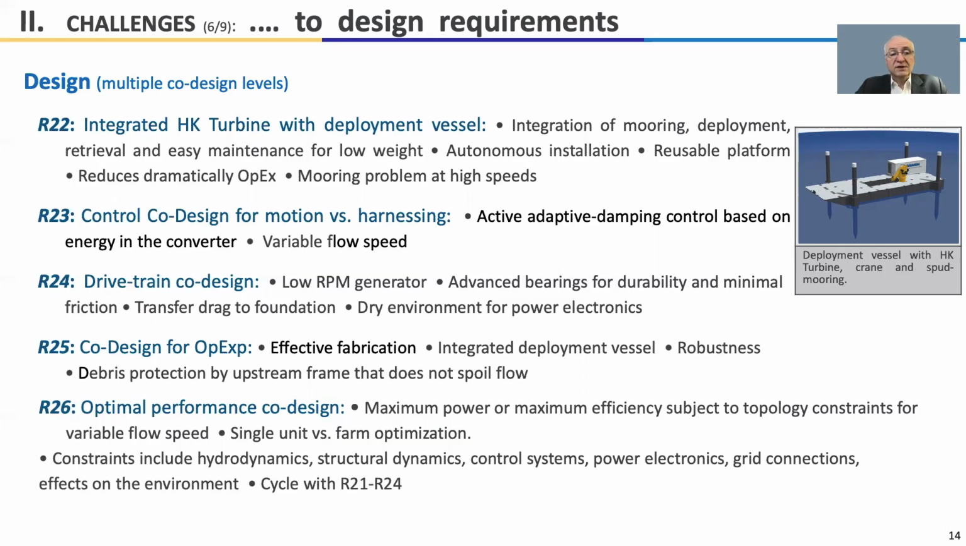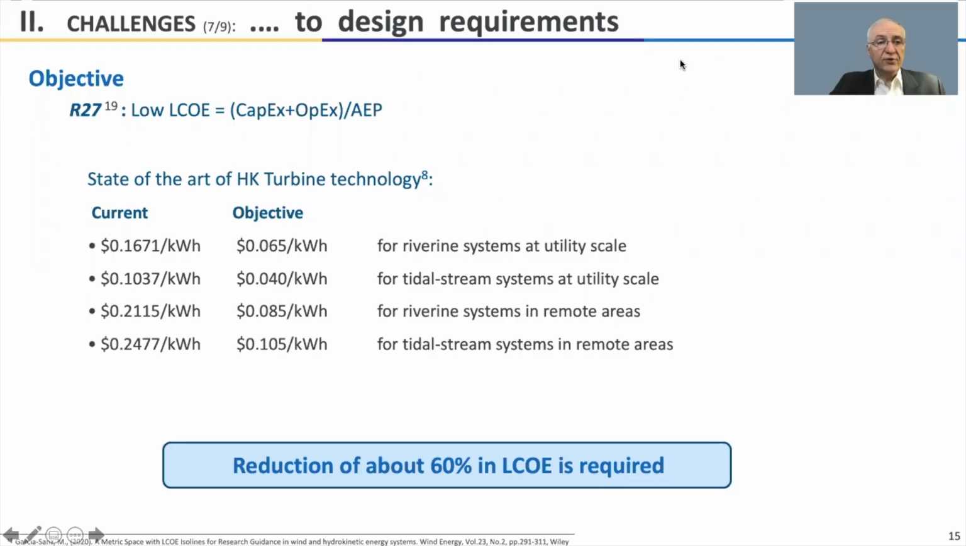Then we have several levels of co-design. For example, control co-design. We have moving parts. We want to harness energy. We apply damping on the moving parts in order to take energy out. That may over-suppress motion. So there is a co-design process there, the way there is a co-design for operating expenses, fabrication, and so on. And we have reached the last of the design requirements, which is the most important: achieve a low levelized cost of energy.